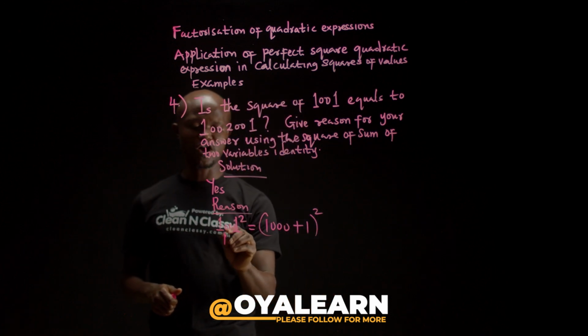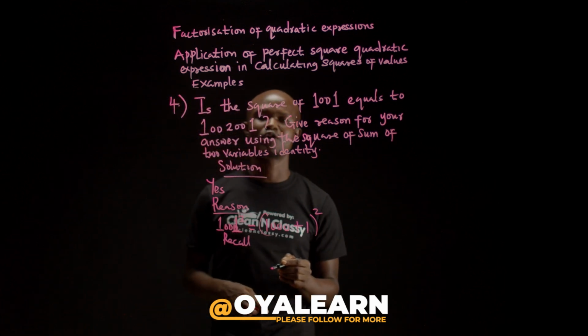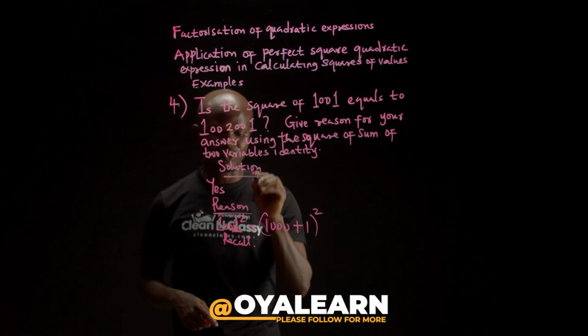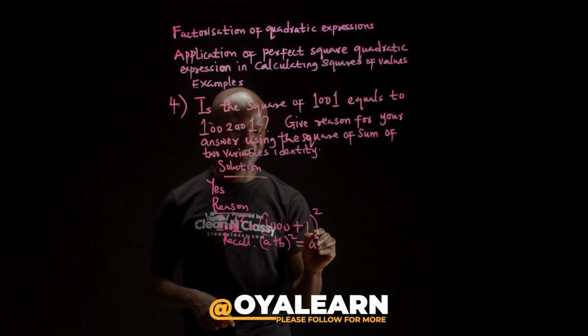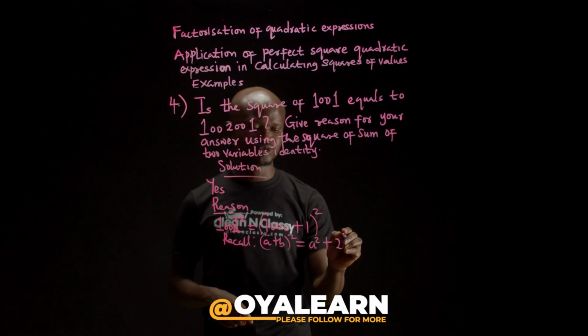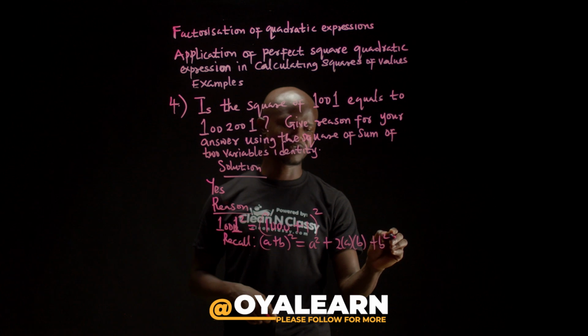Then record the identity for the square of the sum of two variables. Record that what? (a plus b) square is equal to what? a square plus 2 into a into b plus what? b square.